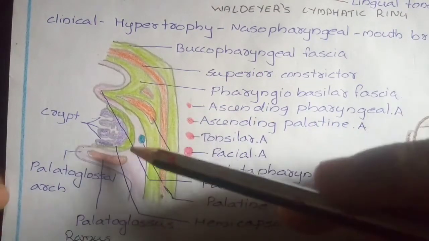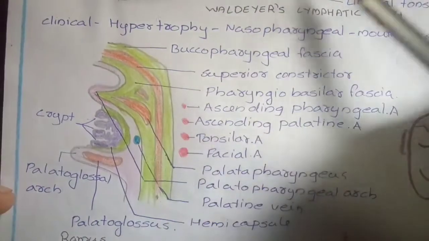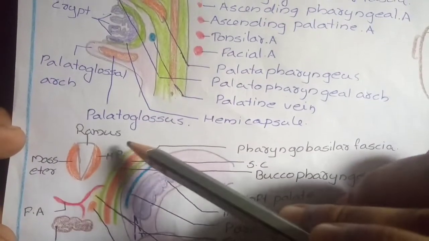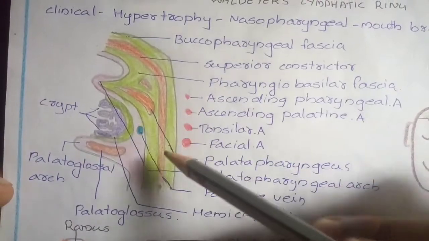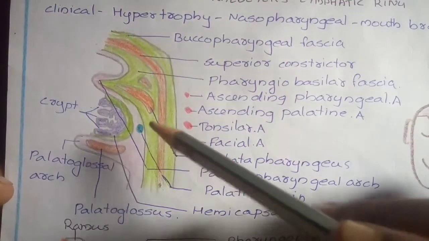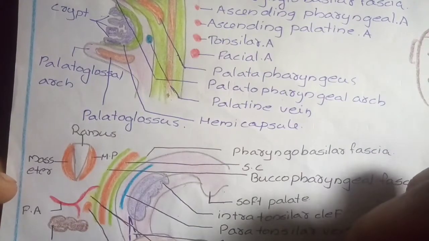So laterally it is related to the buccopharyngeal fascia. Here we can see the buccopharyngeal fascia. In this diagram also we can see the buccopharyngeal fascia here. And then it is related to the superior constrictor. I am discussing from medial to lateral side. So the buccopharyngeal fascia medially, and next is the superior constrictor. Here also we can see the superior constrictor.